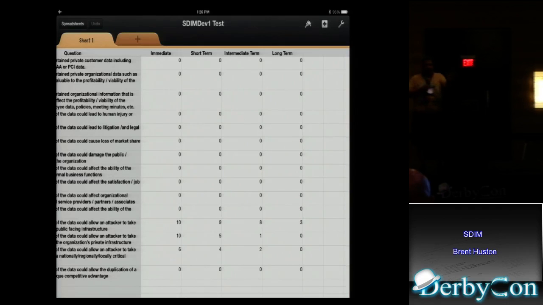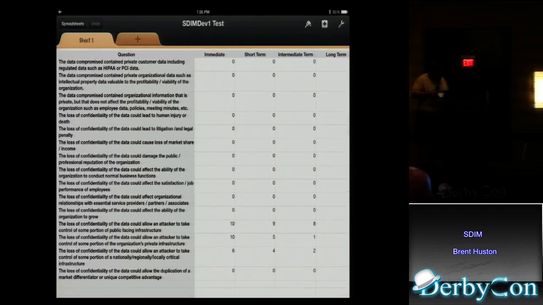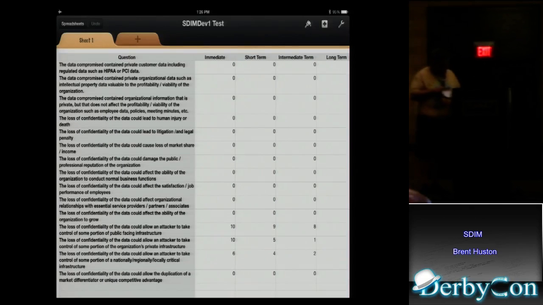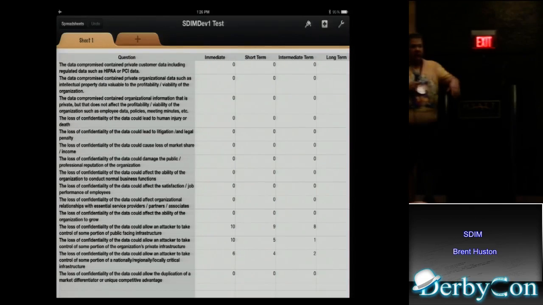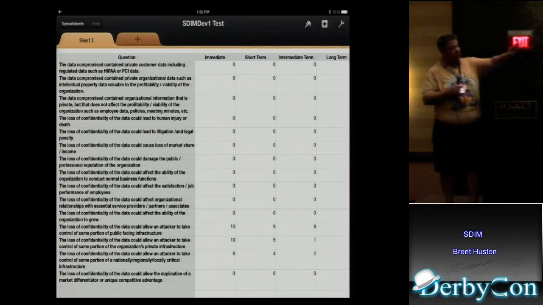And you say, okay, given this initial question of, did we lose data that contained private customer data, including regulated data, such as HIPAA or PCI? Right? So really simple question, what was the impact of that? And you play it out. And you do that for each one of these 15 questions.